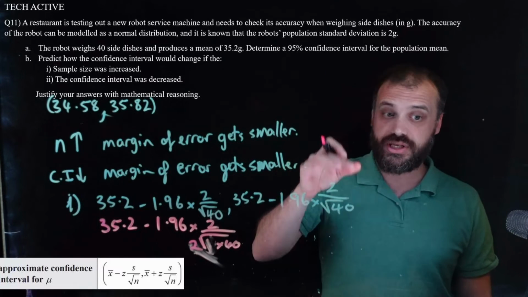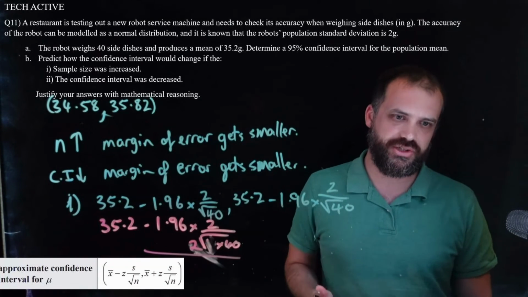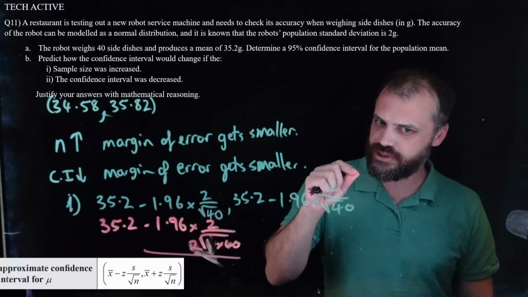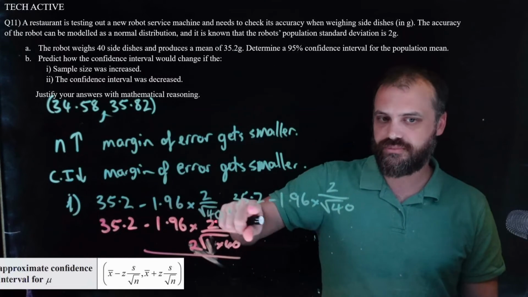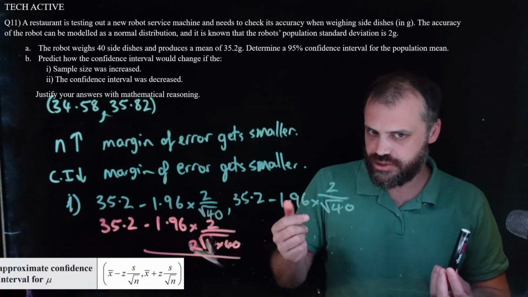Okay, so what does that have the effect of doing? It has the effect of halving my margin of error. If I quadruple my sample size, I halve my margin of error, and therefore my margin of error gets smaller.